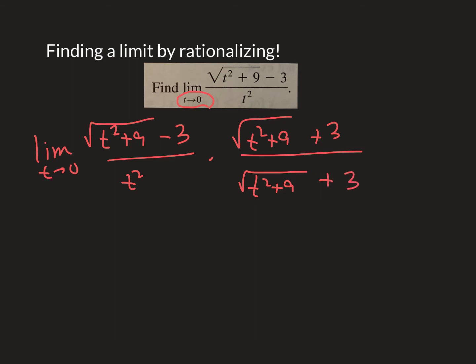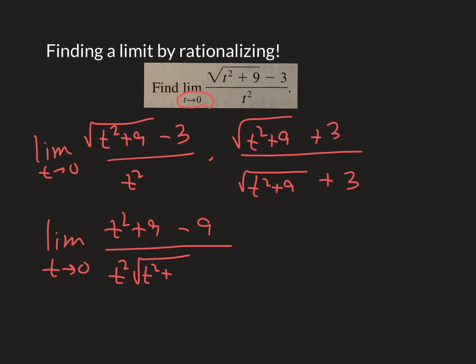Okay, so my numerator, remember, when you multiply conjugates, you can just do first, last. So if I do that, the first I would get t squared plus 9. And the negative 3 times positive 3 would be negative 9. So that's my numerator. My denominator, I would have t squared on this square root, and also 3 times t squared when I distribute that. Right now, I'm looking at it, and I'm seeing a t squared. My numerator is becoming just t squared because those 9's cancel.